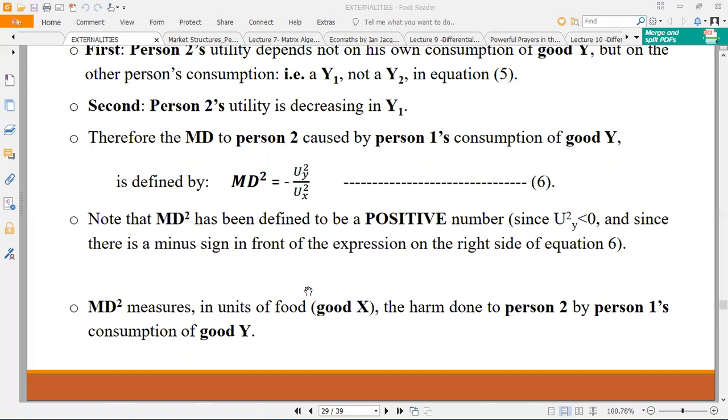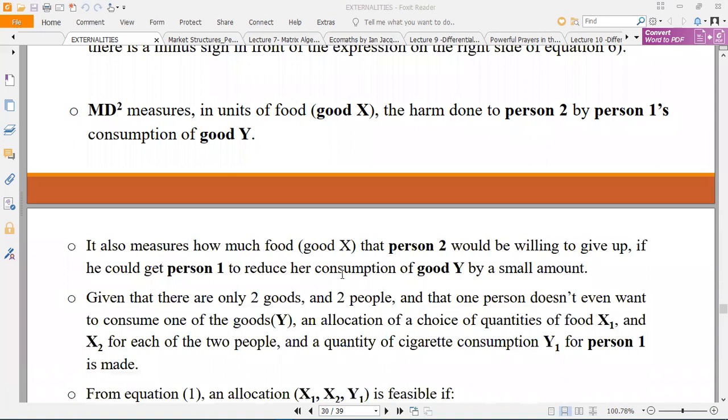So assuming we have a marginal damage of 20, then it means that the negative externality, the harm that is being generated by person 1 for the consumption of good y, is 20 units of food to the second person. Now, what this means is that the value of the marginal damage is the quantity of food, that's the quantity of good x, that the second person is willing to sacrifice in order to cause the first person to reduce the consumption of cigarettes by just a small amount.